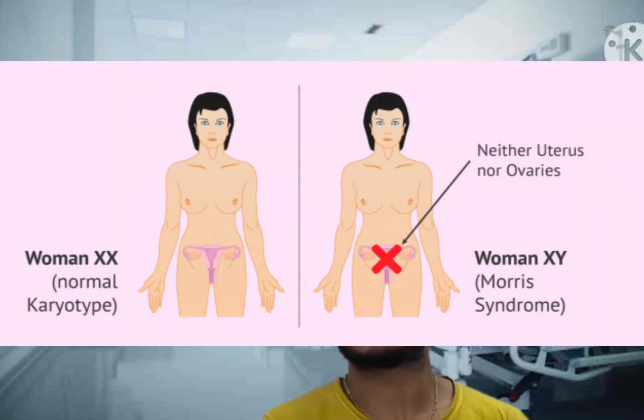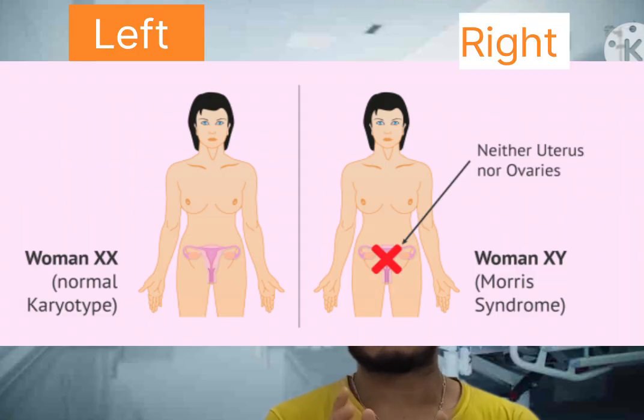So friends, see this diagram. You can see that on the left side the person is female, which has the karyotype of XX, and the person has normal ovaries and uterus, and the person is phenotypically female and also genetically female. So this is about the left side.